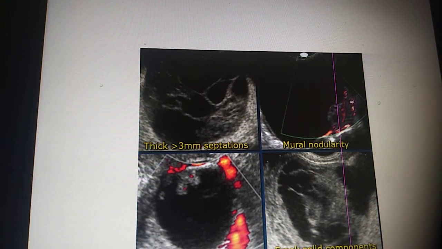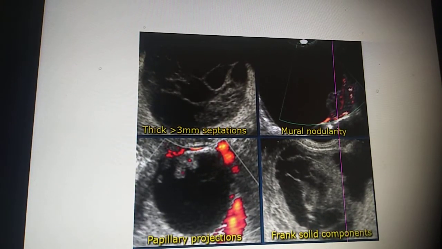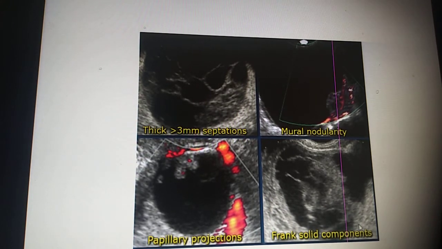There are septations more than 3 millimeters. If you find mural nodules, papillary projections, and then there are frank solid components, all these are features of malignancy. So where you don't have these, when you have thin septations, no nodularity, no projections, no solid components, that is suggestive of a benign tumor.